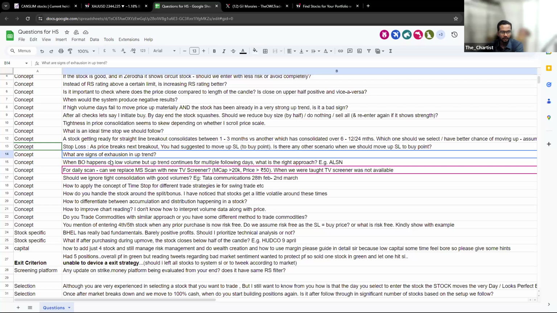When a breakout happens on low volume but the uptrend continues for multiple following days, what is the right approach? The right approach is trailing your stop loss, right? Because I told you, initially when institutions get in, volume is very high, but later on it's like a plane, I told you, right? Once you take off, you need immense fuel, but once you are in the air, less fuel is enough. So it's the same concept here. Less volume can take up the price. So what is the right approach? The right approach is to trail with your stop loss.